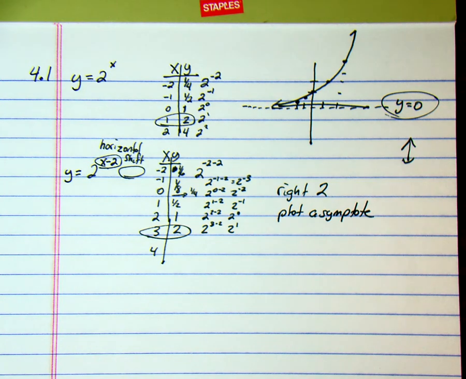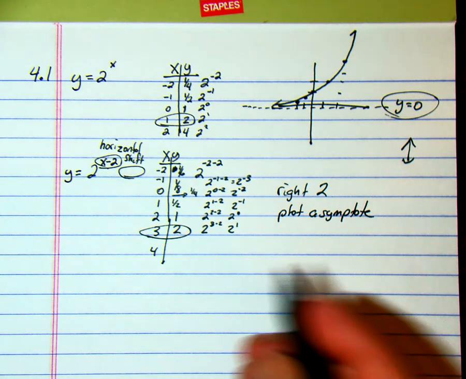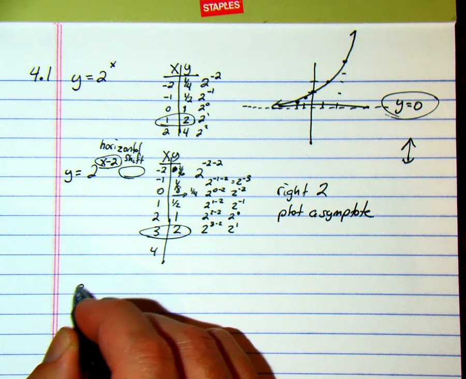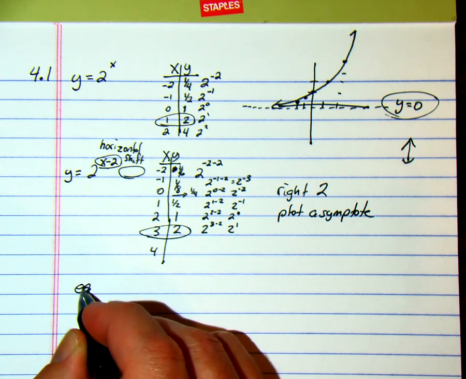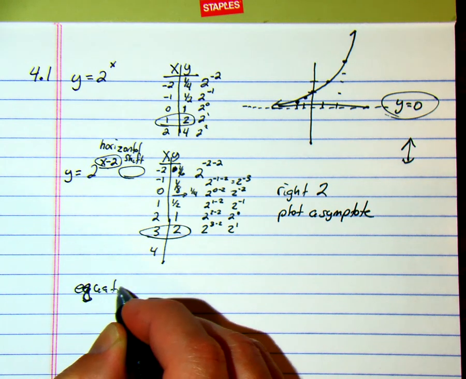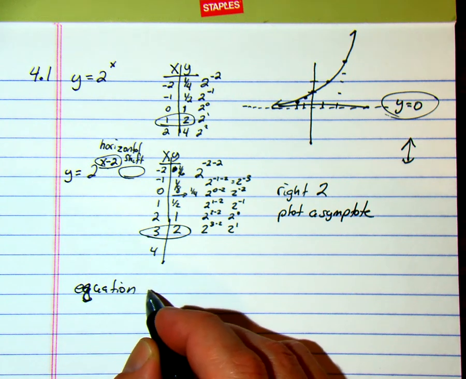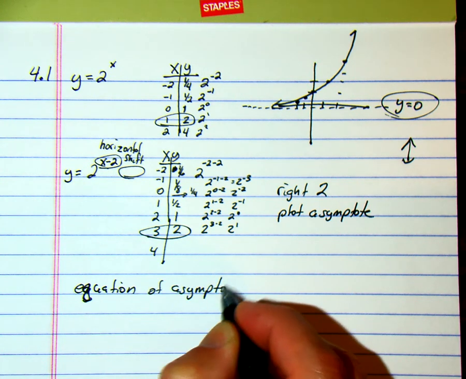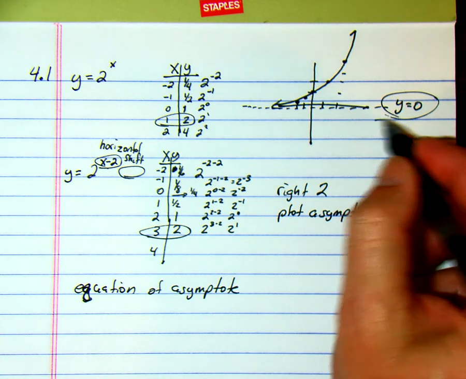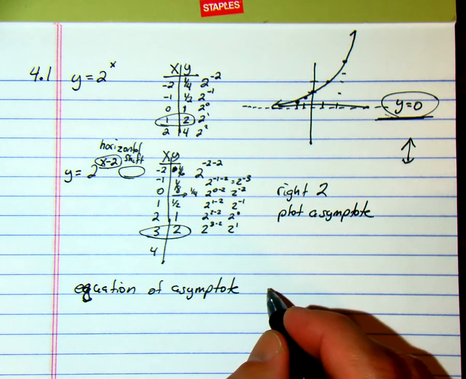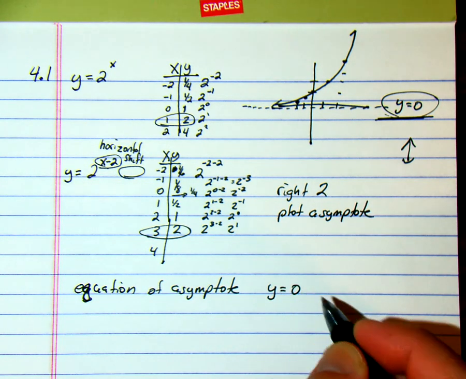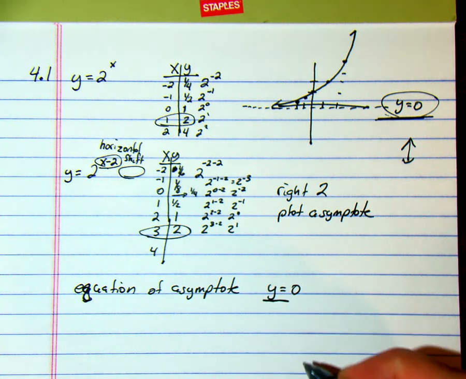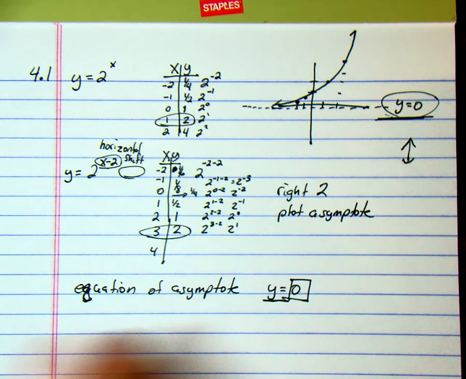All right, then it asked me for the equation of the asymptote. So part B, the equation of the asymptote. Remember, I wrote that up here. It's y equals 0. It already comes with the y equals, so all we have to do is drop in a 0.